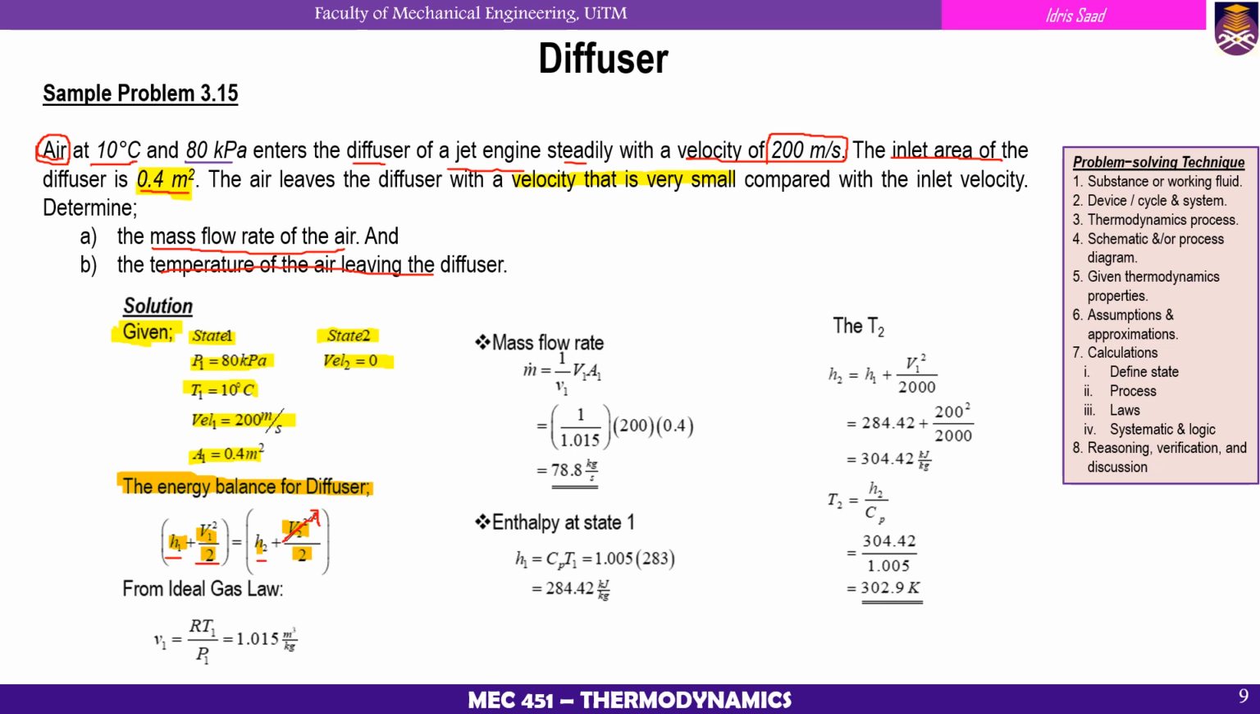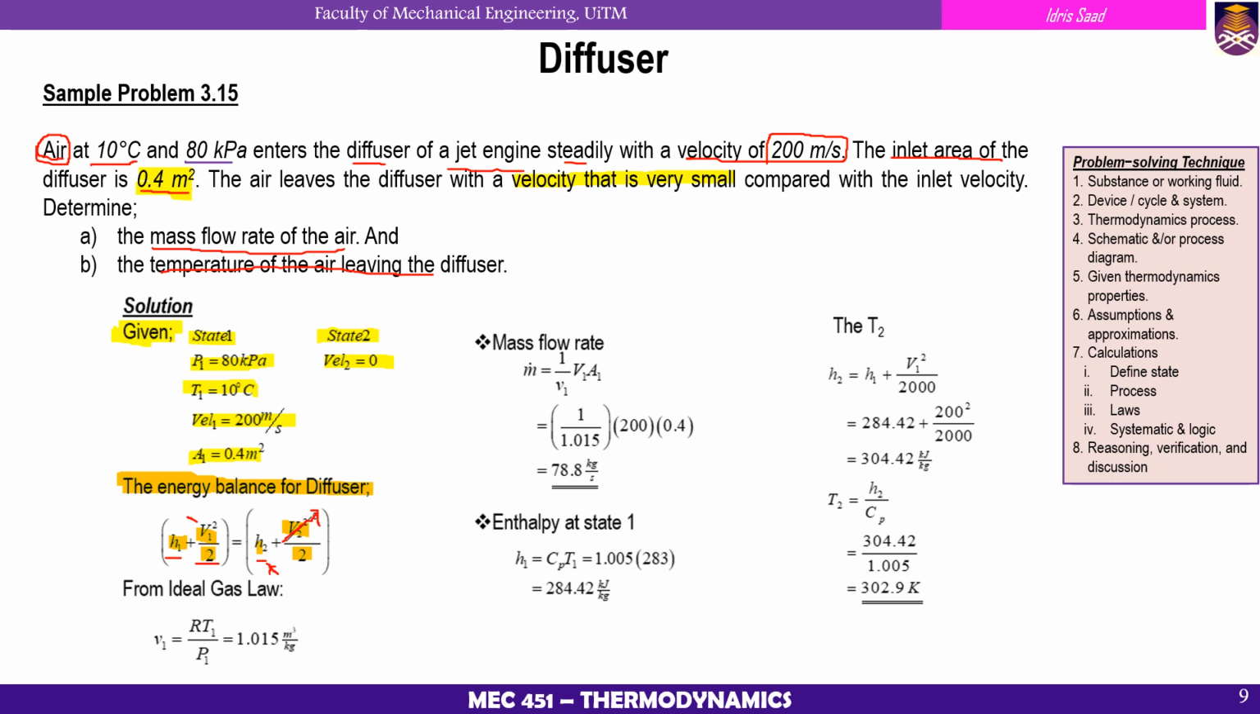If we look at this equation, we do not know the value of H1. We only know the value of V1, and we do not know the value of H2. Obviously, in this equation, we have two unknowns with one equation, and we cannot solve it. So what we have to do is determine the value of H1 and the value of H2.